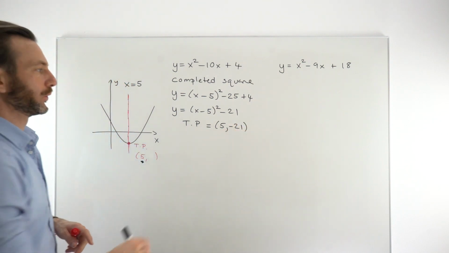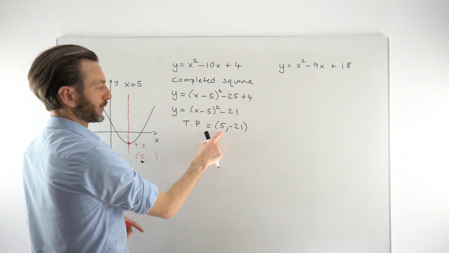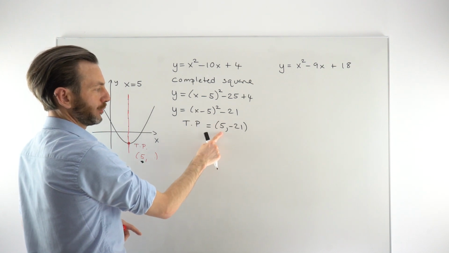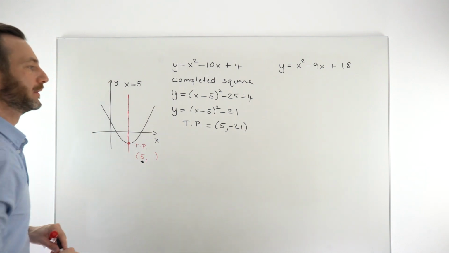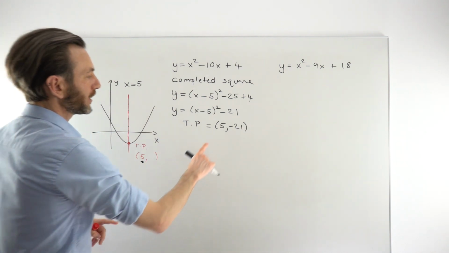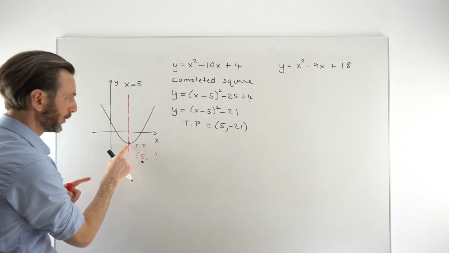Okay, so whatever number you get in here, you change the sign on it, so −5 becomes positive 5. This one you just pull straight down and get that same number. So that's our turning point. That would be like this point here.